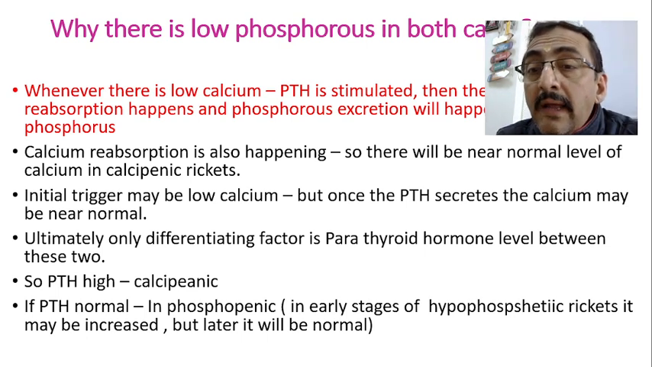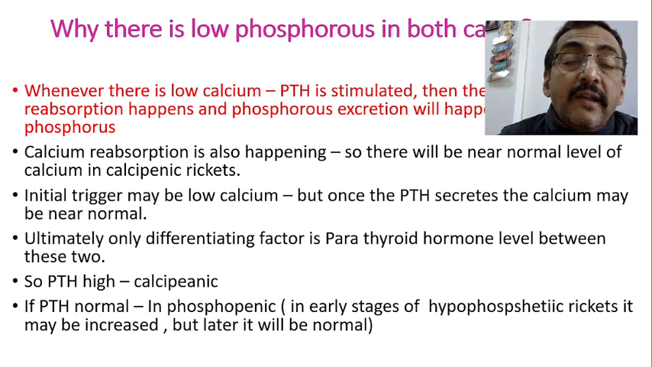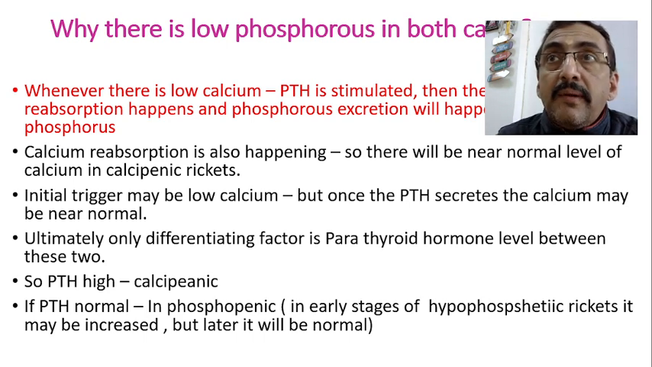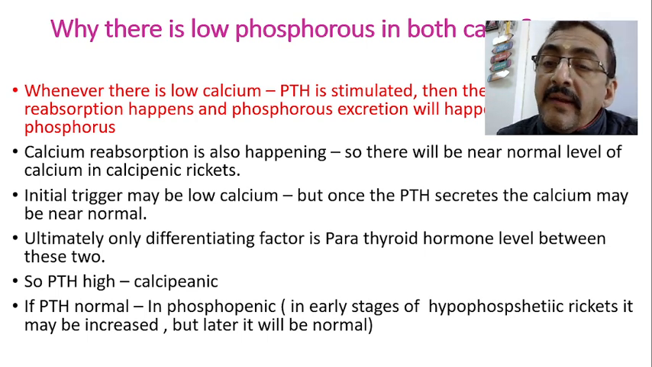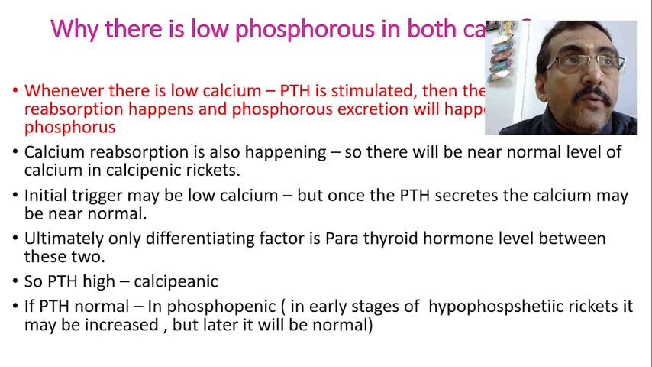So ultimately, the only differentiating factor is parathyroid hormone. If the PTH is increased, it is calcipenic. If the PTH is normal, then it is phosphopenic.